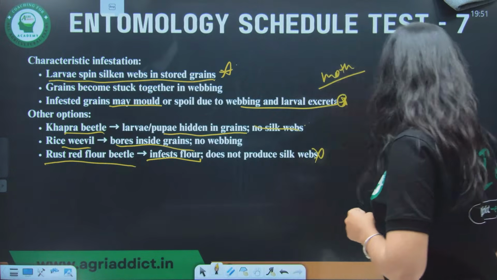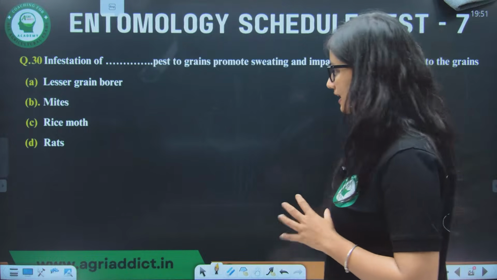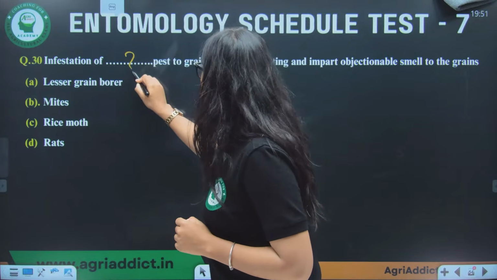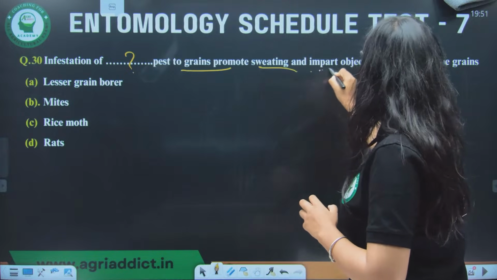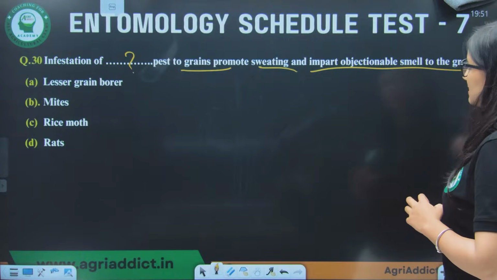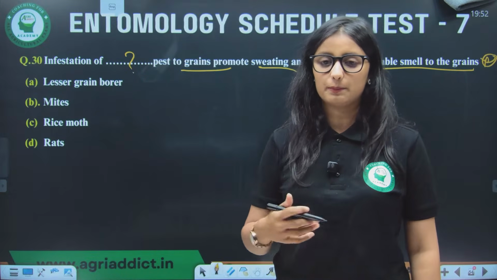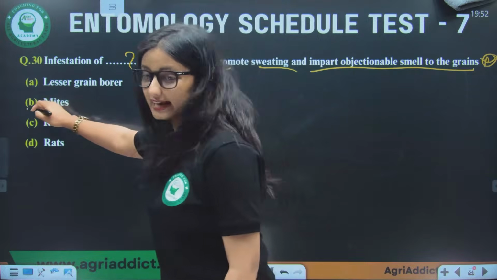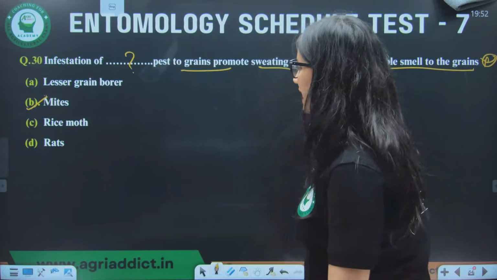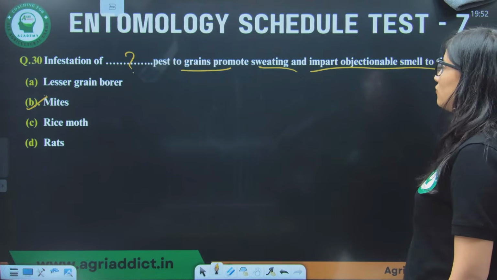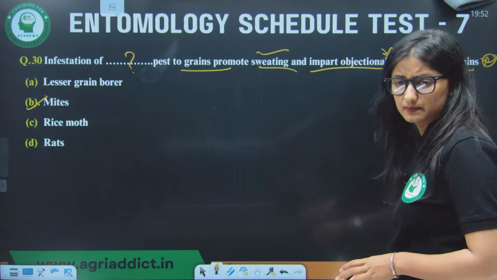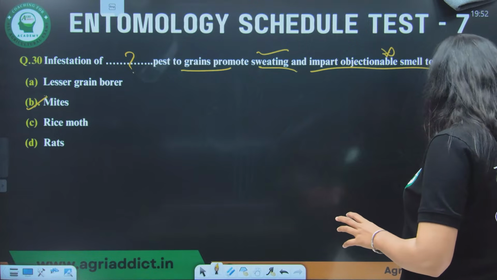Okay, so let's move to the next one. Infestation of which pest to grains promotes sweating and imparts objectionable smell to grains? Again, this is a typical symptom or typical characteristic. What is it? Mites, very good. Mites are the correct answer. So what do they do? They promote sweating and objectionable smell to the grains. Okay, mites, the correct answer.